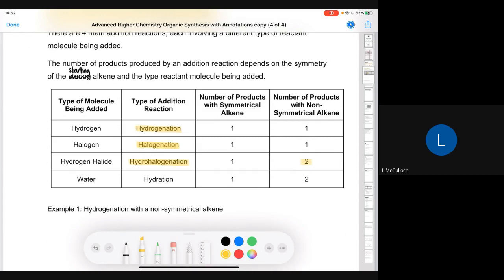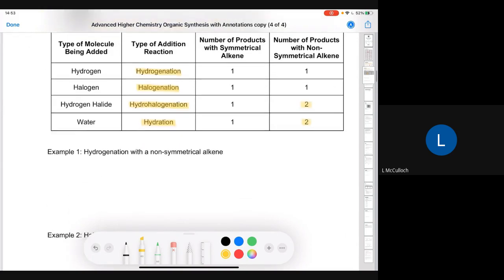And finally, if we add a water molecule on, we call it a hydration reaction. With a symmetrical alkene, we'll get one product, and with a non-symmetrical alkene, we'll get 2 products. So you can see that if we use a symmetrical alkene, we're always getting just one product. But if we do a hydrohalogenation or a hydration reaction with a non-symmetrical alkene, we're going to get 2 products. We're going to look at each of these reactions in a bit more detail.